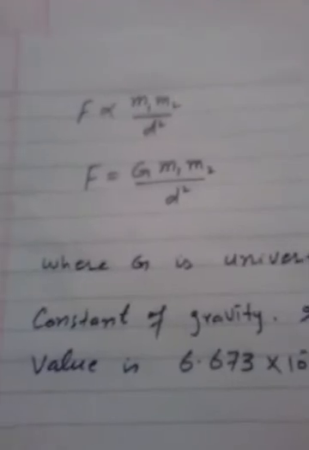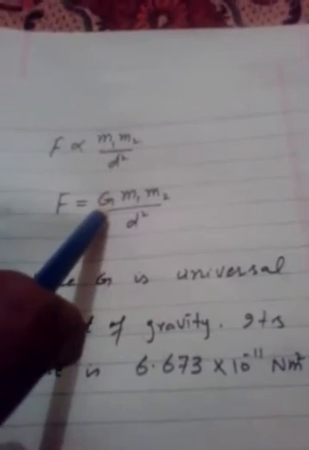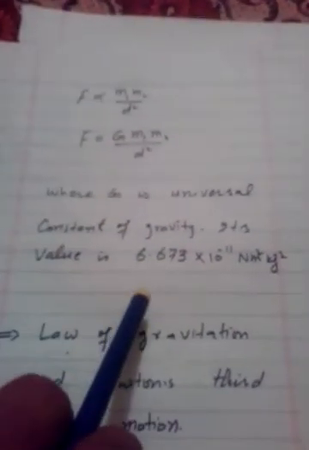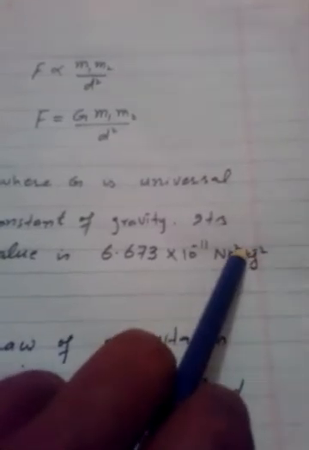F proportional to m1 m2 over d square, when proportionality is replaced by the sign of equal and a constant. Here G is the proportionality constant, known as the gravitational constant, and its value is 6.673 multiplied by 10 to the minus 11 Newton meter square kg inverse square.